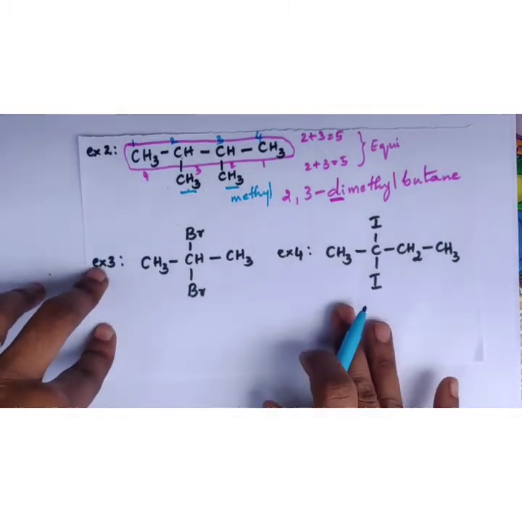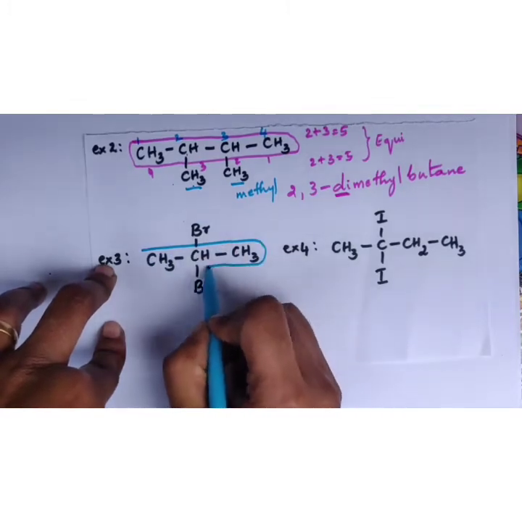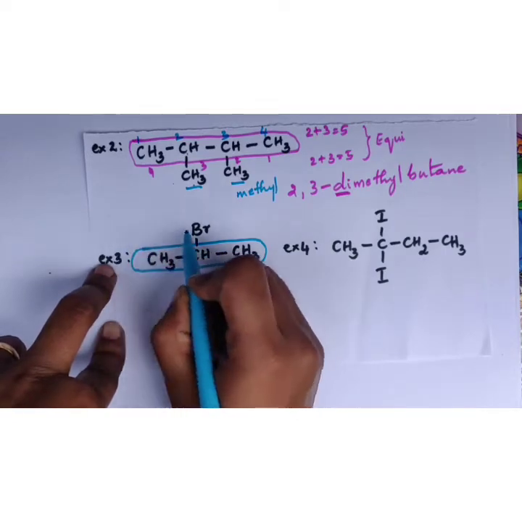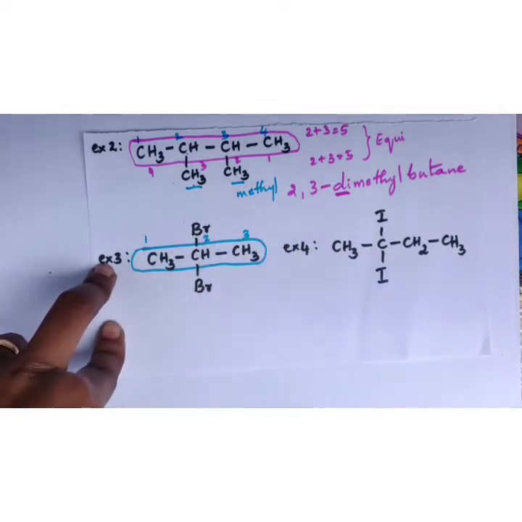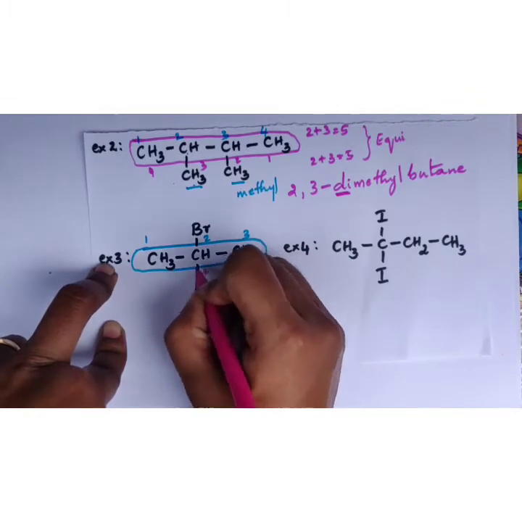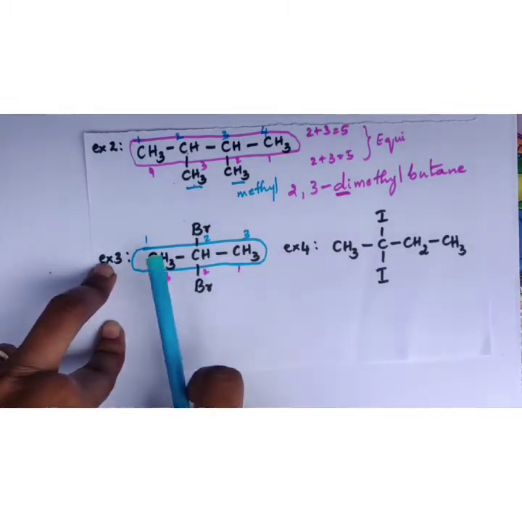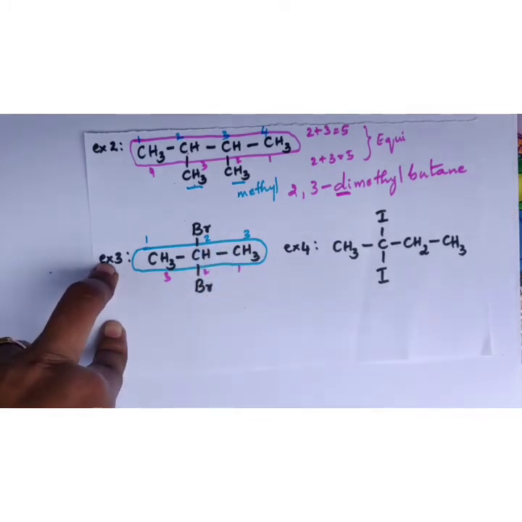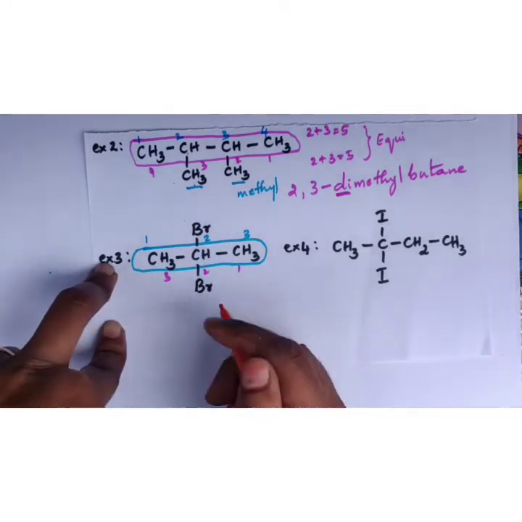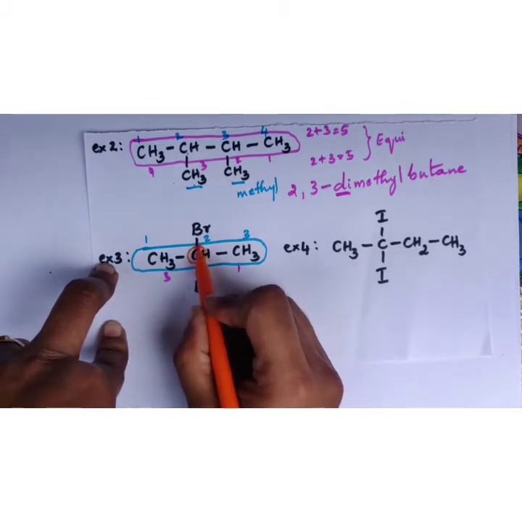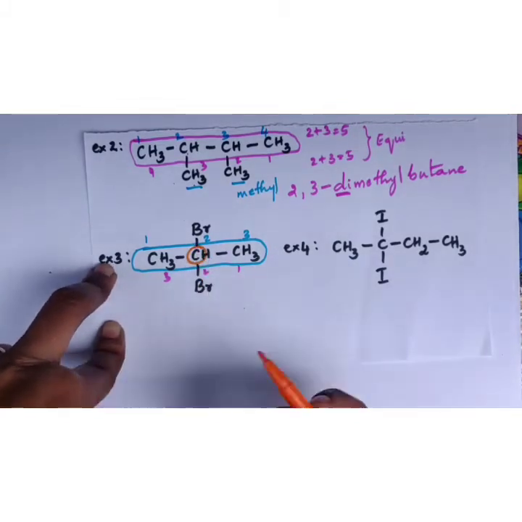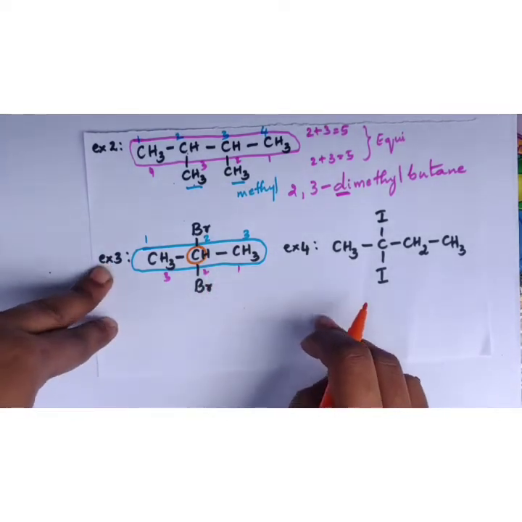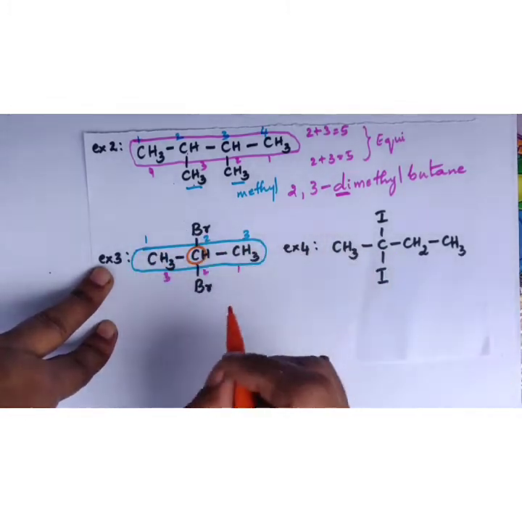Let me go to the third example now. Third example, I'm going to select the parent chain. Parent chain is selected now. So you have to number it now. So I'll go from the left side 1, 2, 3. Right side I'll go 1, 2, 3 now. Here you see the same locant. If you see here, bromo, that is bromine atom, is attached to the same carbon atom. That means it's second position. But when you number it, you can number any side you can do it.